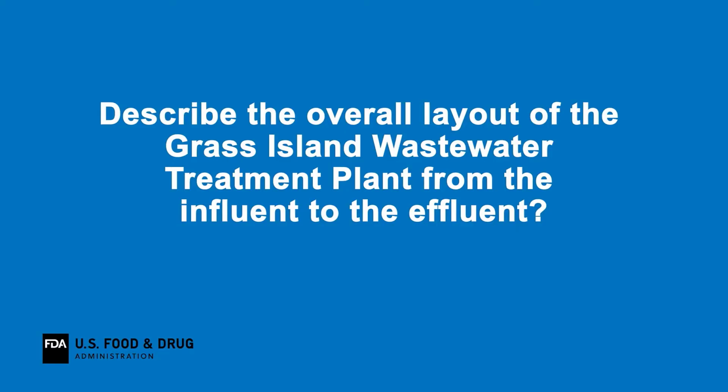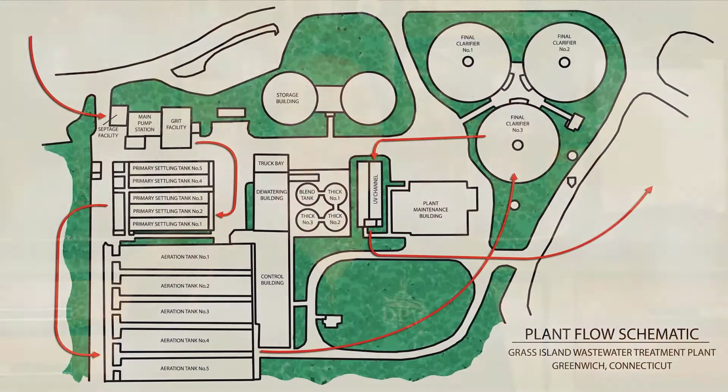Alyssa, can you please describe the overall layout of the Grass Island Wastewater Treatment Plant from the influent to the effluent? Yeah, so the influent comes in off the street and it goes to our headworks building, which is where all the pre-treatment happens, like the bar screen and the grit removal. After pre-treatment, the flow moves into the primary settling tanks, where solids either settle or float out.